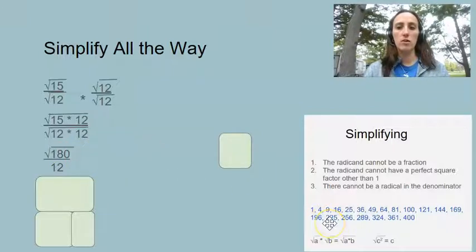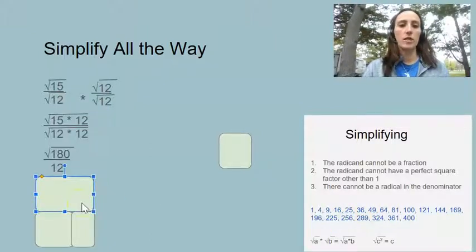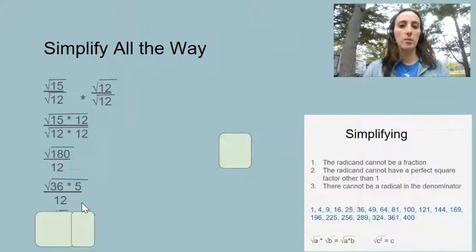Just like I was doing before, I want to look at my list here and find the first number that's less than 180, which is 169. And I want to go through and ask myself, can I divide 180 by 169? Can I divide it by 144, 121? And keep going until I can evenly divide my 180 by one of these numbers. The first number that I can evenly divide it by is the number 36. I'm going to break this apart then into square root 36 times 5.